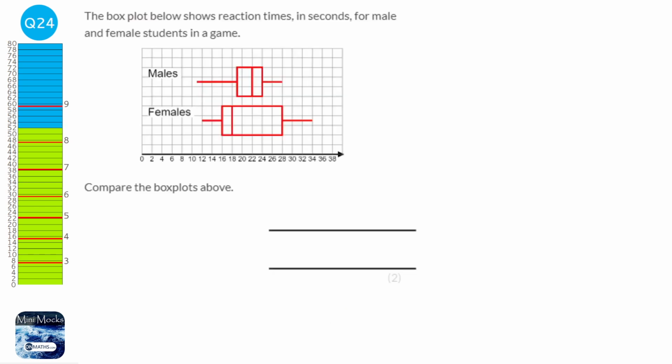Whenever we're asked to compare two box plots or two cumulative frequency graphs or a cumulative frequency graph and a box plot, you're always going to be comparing two things. You're going to be comparing the median and the interquartile range.